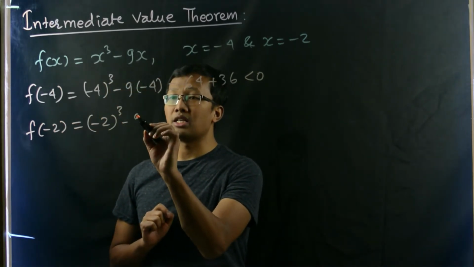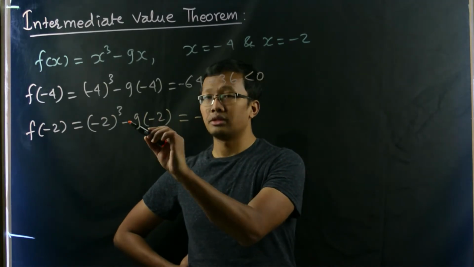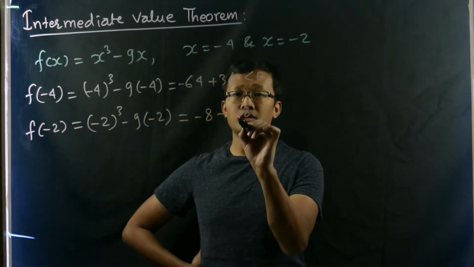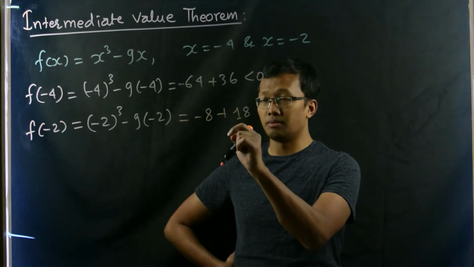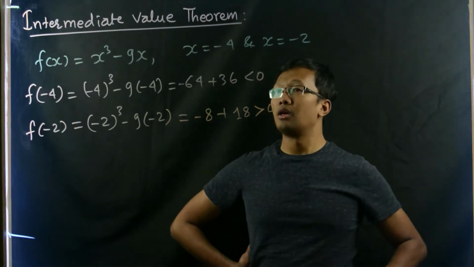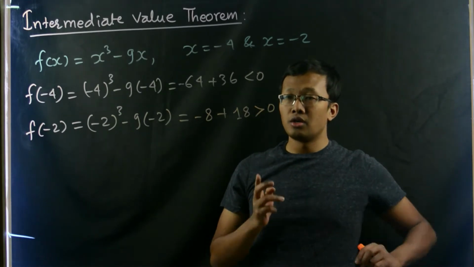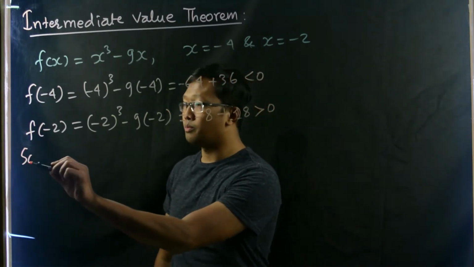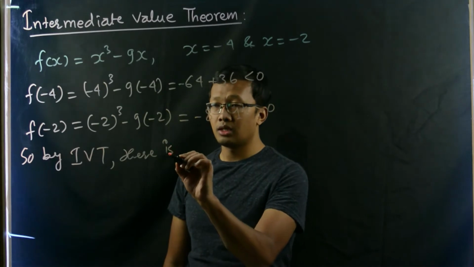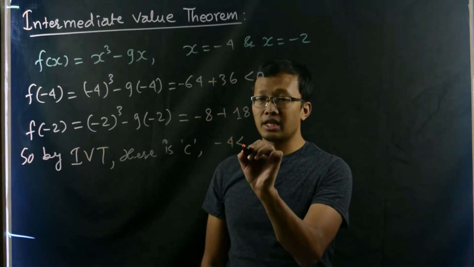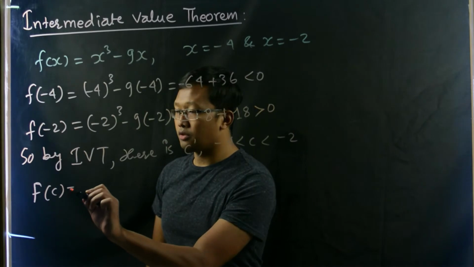Similarly, f of -2 would be (-2) cube minus 9 times -2, that's -8 plus 18. So here you can easily see that 18 is a bigger number and 8 is a smaller number, so this is greater than 0. So f of -4 and f of -2 have opposite signs. So by the intermediate value theorem, there is a point c such that -4 is less than c is less than -2, for which f of c equals 0.